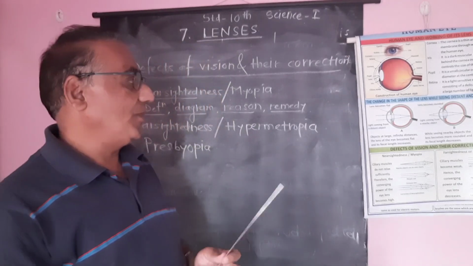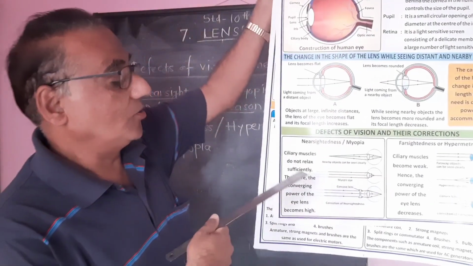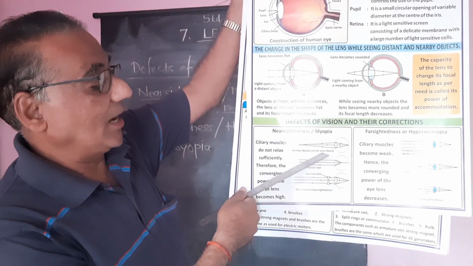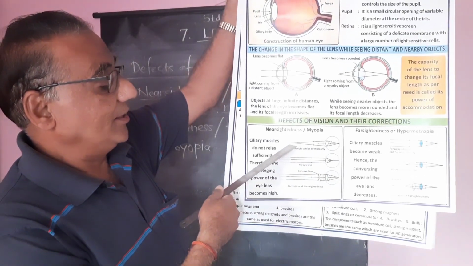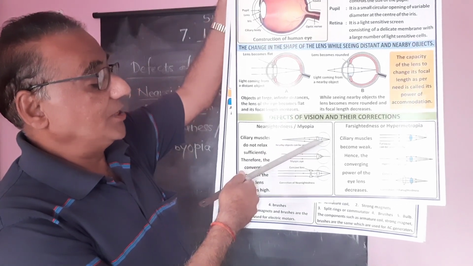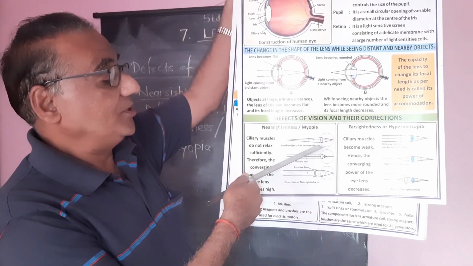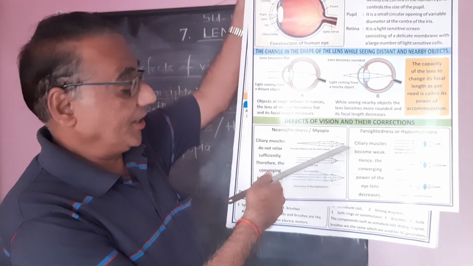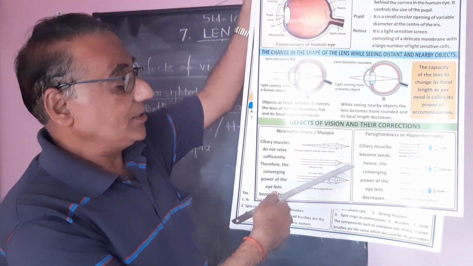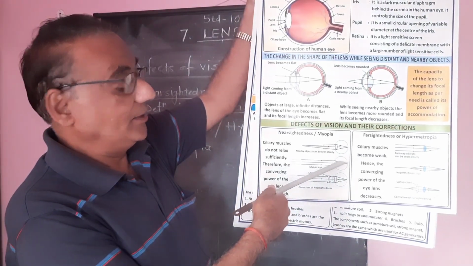Now when we observe the diagram of nearsightedness or myopia, nearby objects can be seen clearly. Here the object is placed here. The rays coming from that object enter the eye with the help of this lens, and the image is formed on the retina. But in case of nearsightedness, the image is formed in front of the retina and behind the lens.